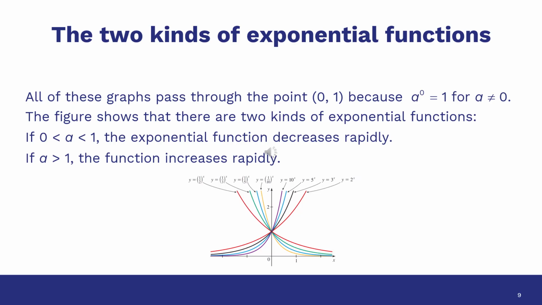We distinguish two types: growth, when a is greater than 1, and decay, when 0 is less than a, which is less than 1. Growth functions increase rapidly as x rises. Decay functions decrease rapidly as x increases. Both pass through (0, 1). Recognizing these two categories will help you decide which equation fits a real-world trend.